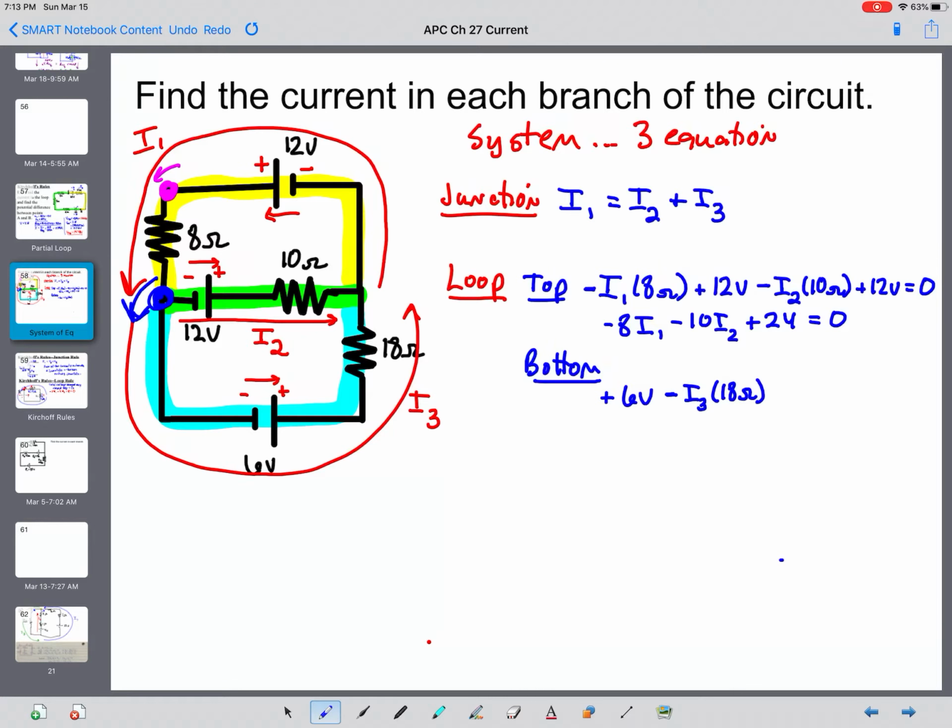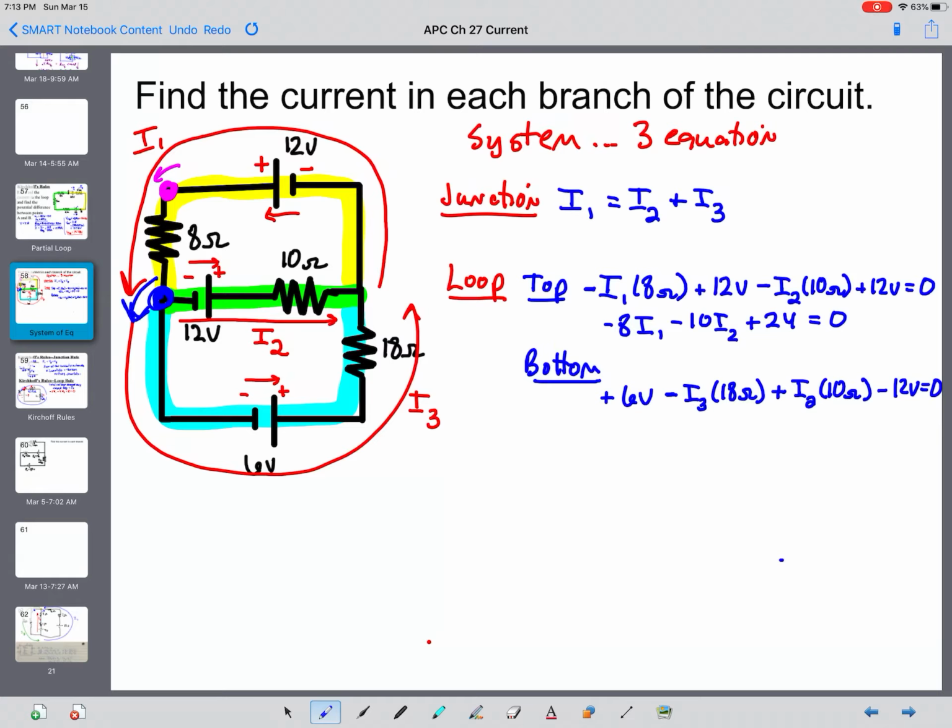Then I get to the junction on the right side, and I have to move across the green. When I move across the green, I'm moving the opposite direction of I2. And so then I'm moving from the low side of the 10 ohm to the high side of the 10 ohm. That's going to be a positive I2 times 10 ohms. And then I run into the 12-volt battery, moving from the positive terminal to the negative terminal. So that's going to be a negative 12 volts. And my total is going to be 0.